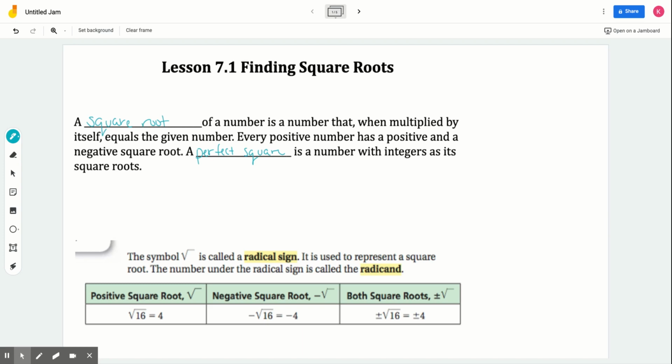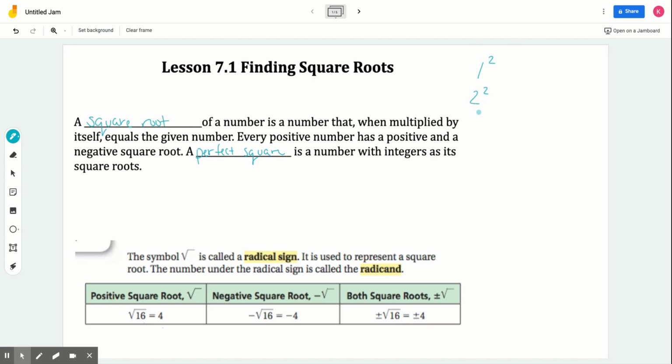So you'll see in the first box we have the square root of 16. This is asking for the positive square root. The negative square root of 16 is negative 4. And when we want both square roots, we say the positive and negative square roots of 16 would be positive or negative 4. Now let's talk about perfect squares.